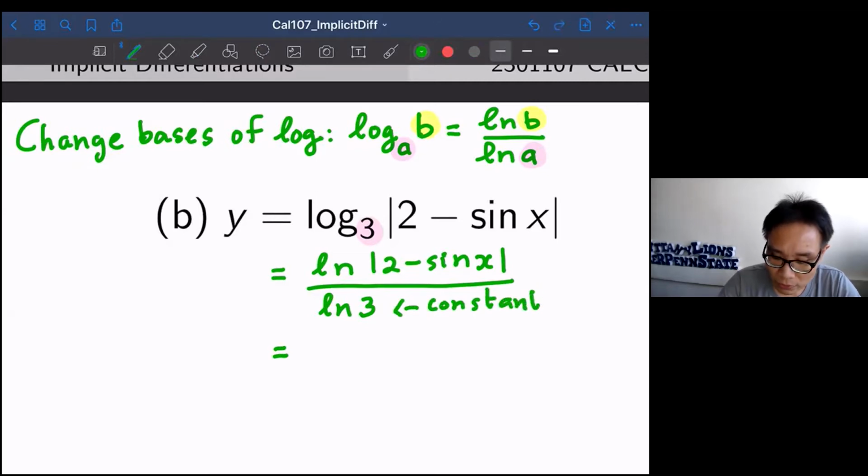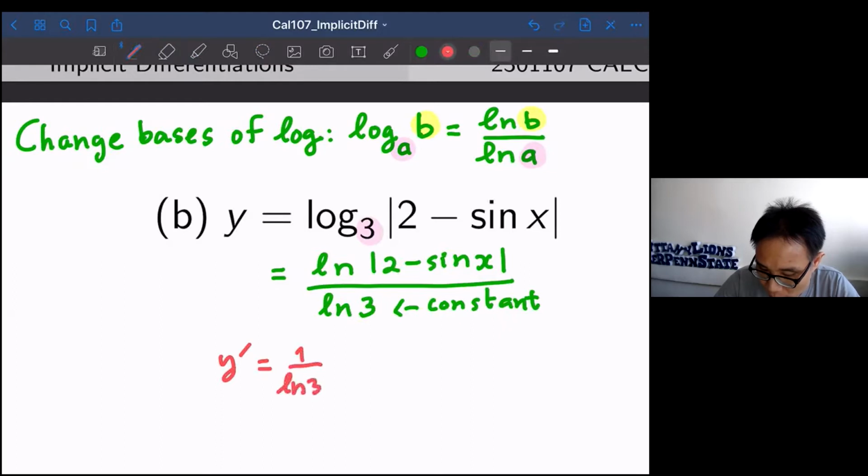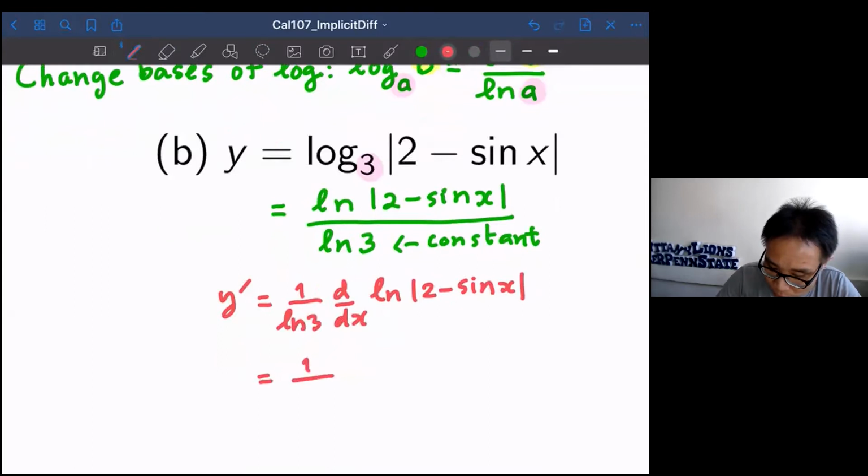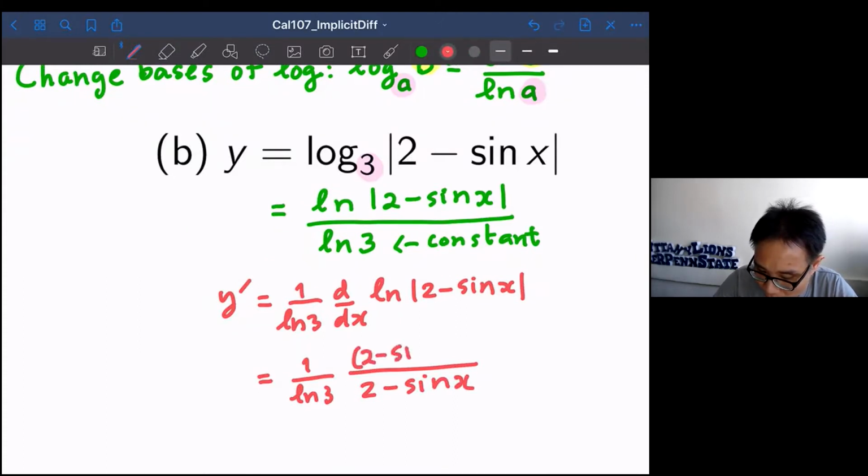Okay, so the derivative that we're going to have turns out to be, y prime, okay, so it's going to be a constant, so you just pull out the constant, and you basically have d/dx of log of the absolute value of 2 minus sin x, and this guy will be 1 over log 3. And you differentiate this one. Okay, so the derivative of log is going to be what? It's going to be 1 over 2 minus sin x. Okay, and you differentiate the inside, so it's going to be (2 minus sin x) prime without absolute value. Okay, so without absolute value in this case.